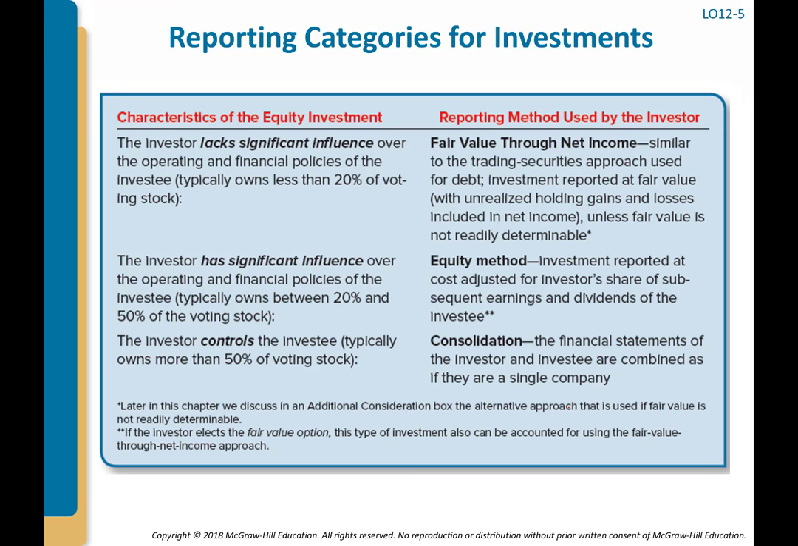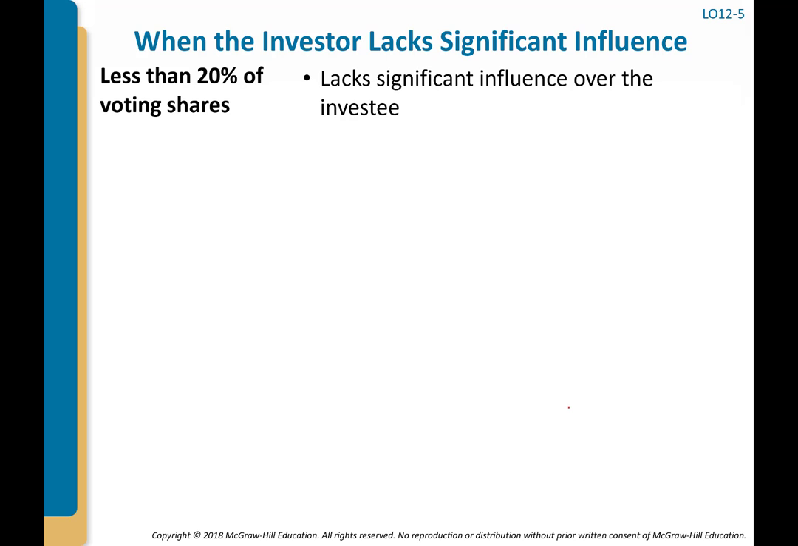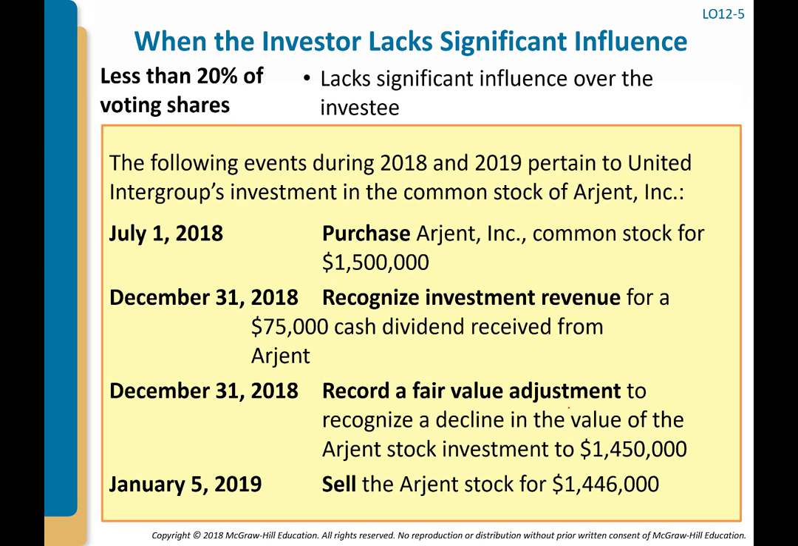Beyond the scope of this class, guys, you should know that once you get to a point where you own more than 50% of the stock, 50.000001, once you go past 50%, you consolidate. So you don't use neither the equity method nor the fair value through net income method. You basically mush the financial statements of the two companies together. That's consolidation. That's advanced accounting. That's not something we're going to get into in this class, obviously. Okay? Okay, good.